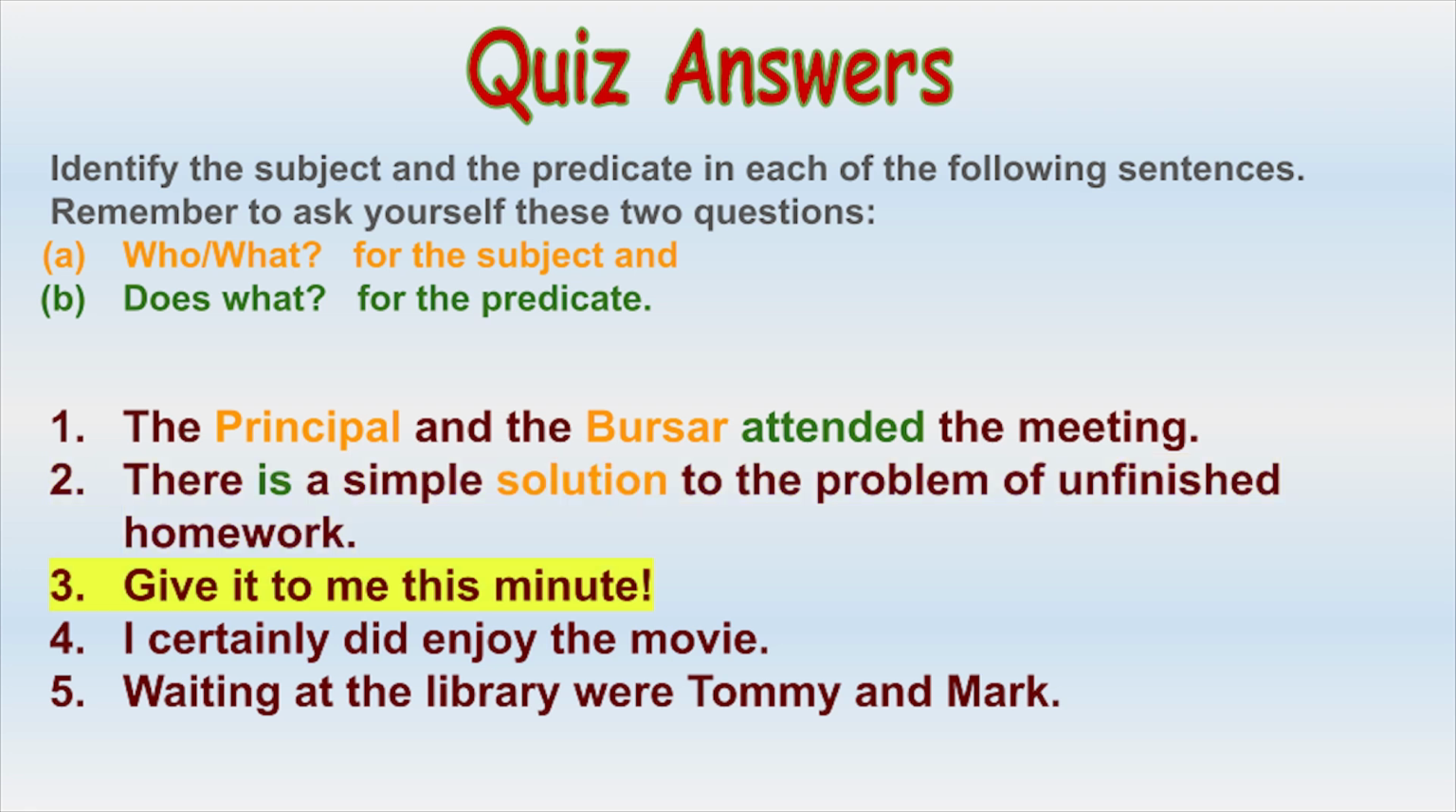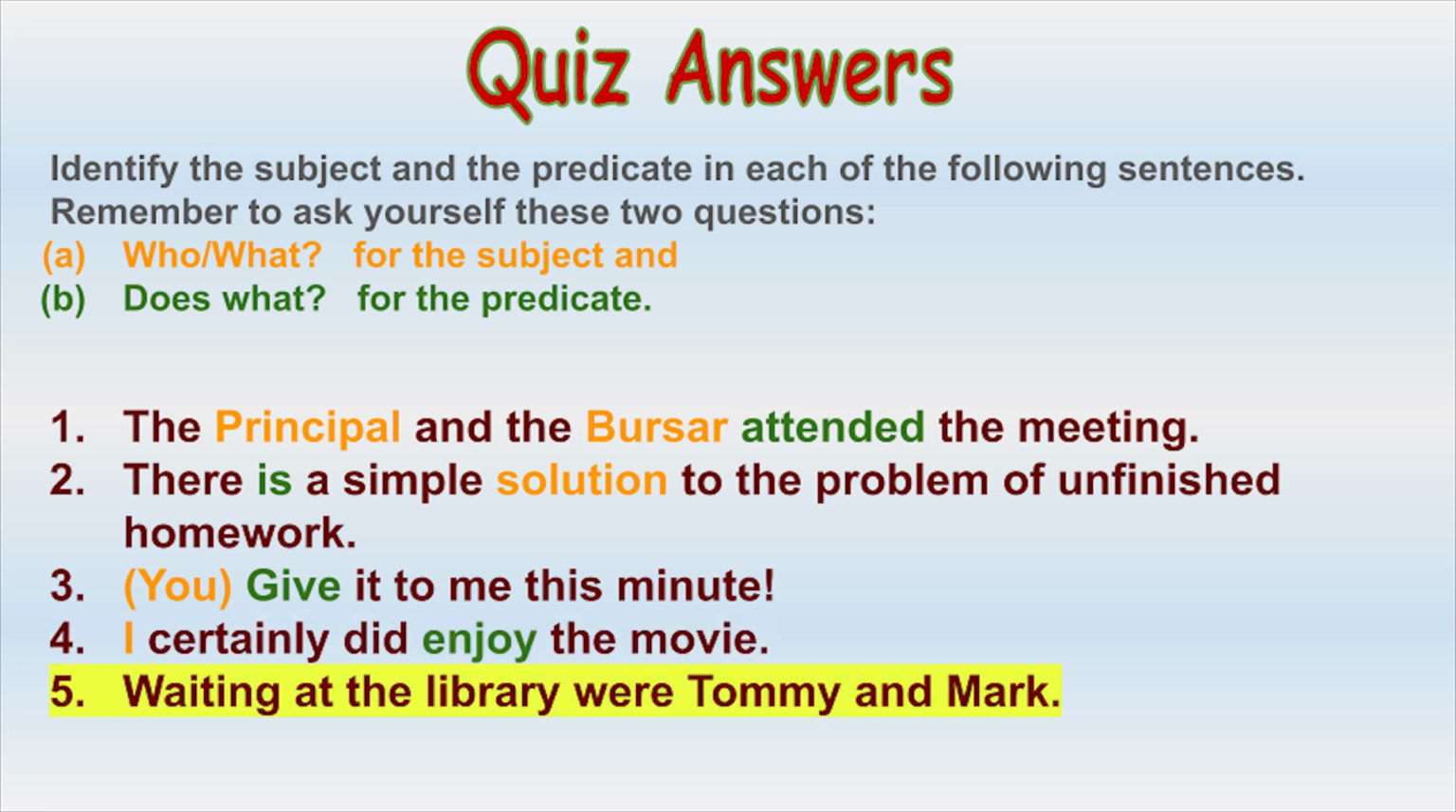Number 3. Give it to me this minute. This is a command. The subject you is not stated, but it is understood. You, give it to me this minute. Our predicate is give. Number 4. I certainly did enjoy the movie. Who? I. I is the subject. And I did what? Enjoy the movie. So our predicate is enjoy.